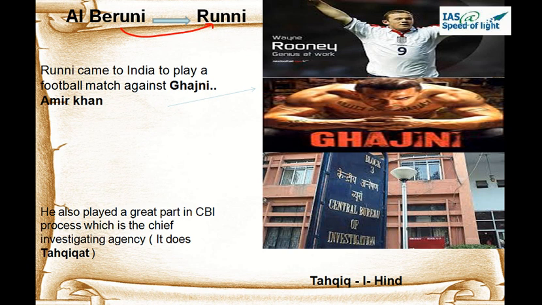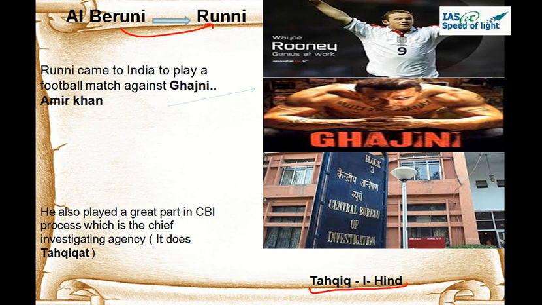Now, when he came to India to play a football match against Ghazni, he was not satisfied with that. So, to get more information about India, he joined the CBI, which is the Central Bureau of Investigation of our India. What the CBI does is investigation, and investigation is tehqiqat. So from investigation we get tehqiqat, and from tehqiqat we get Tehqiq-e-Hind. Hind is India. So he wrote a book, Tehqiq-e-Hind, and we relate it to tehqiqat, that is investigation. So Central Bureau of Investigation becomes Tehqiq-e-Hind.